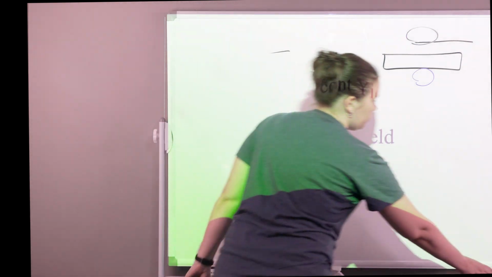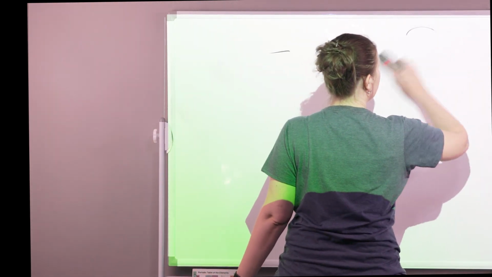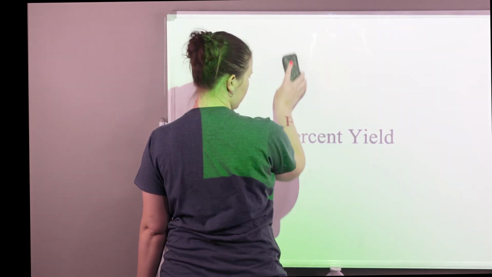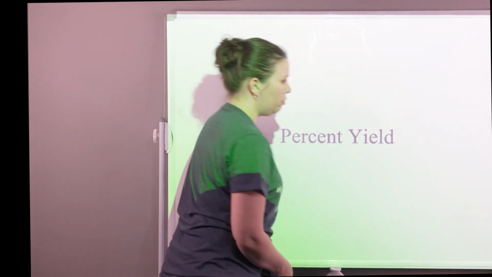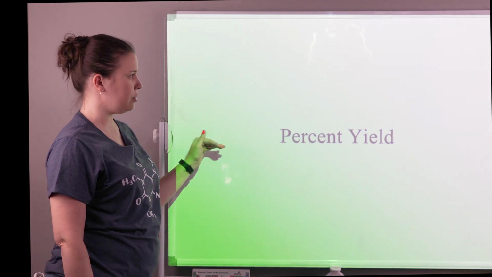All right, let's move on to something called percent yield. Now that we know how to choose which reactant will run out first, I'm going to be interested in how much product I make.